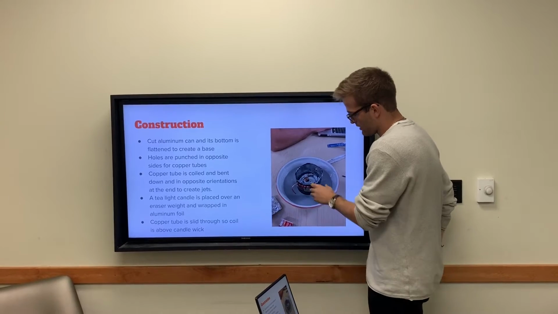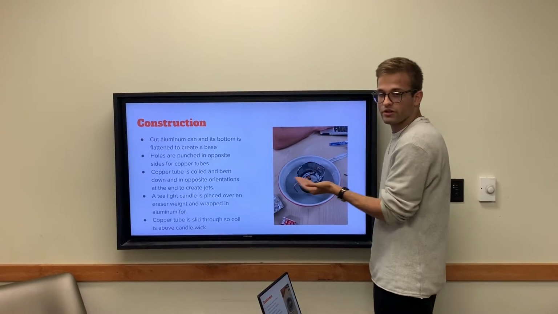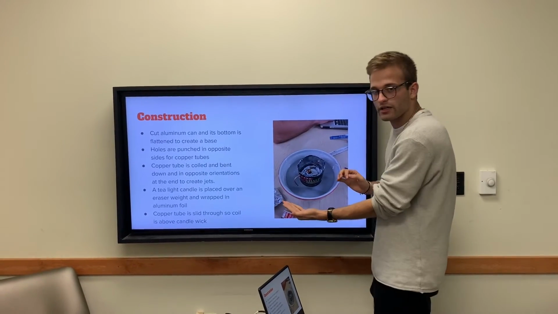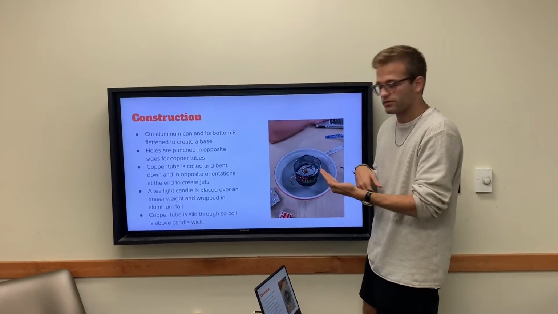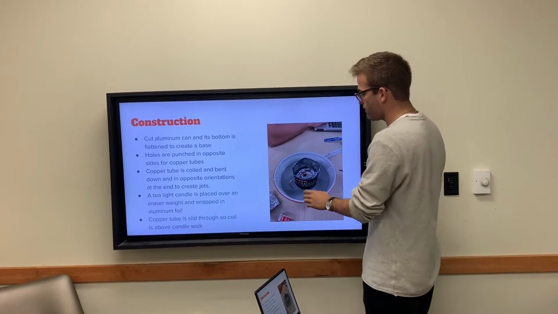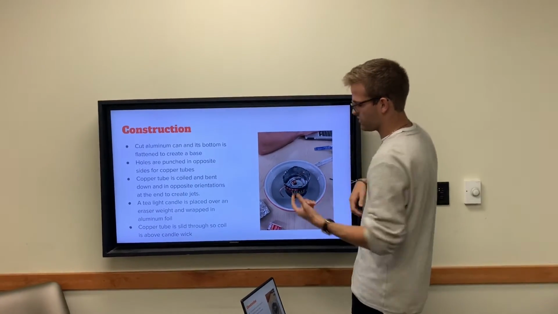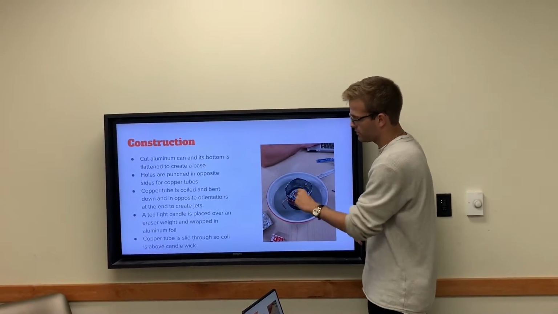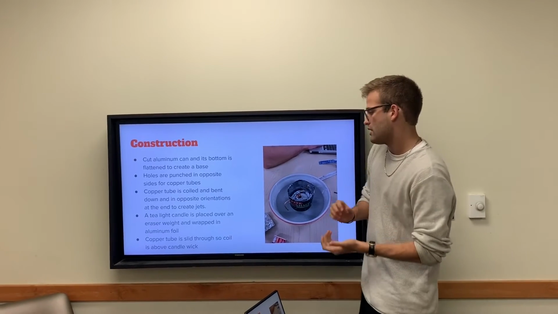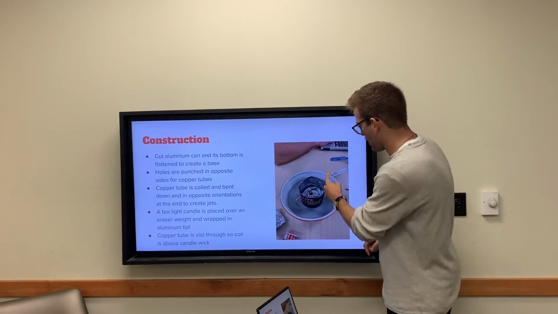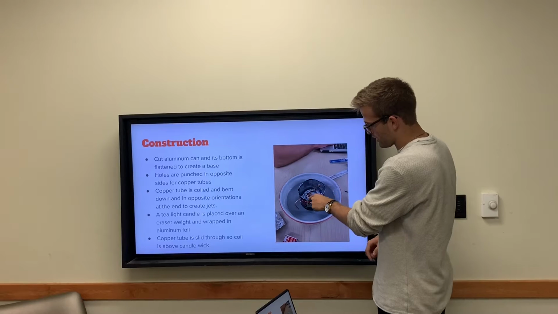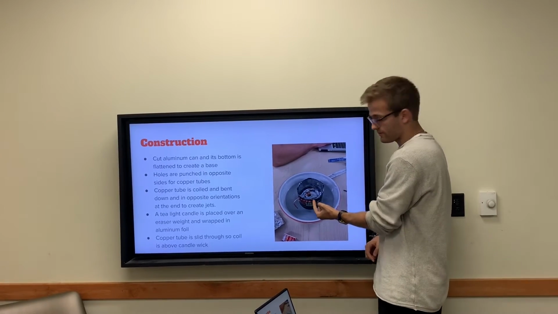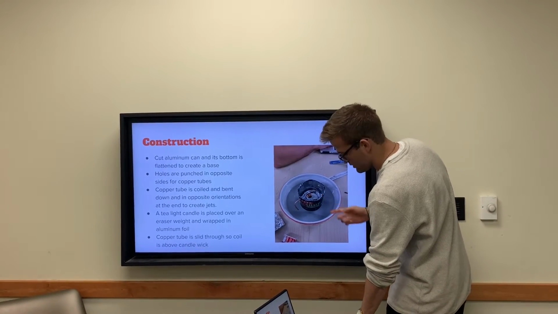After that, a weight was put on the bottom using a regular eraser and aluminum foil to submerge the can enough in the water so the coils would be submerged as well. Then we put a tea light candle, which is just a small candle you can find at Publix, and wrapped it in aluminum foil to keep its place in the center. After that, the copper tube is slid through the can and positioned so that the coil is right above the wick. Alright, as you can see.